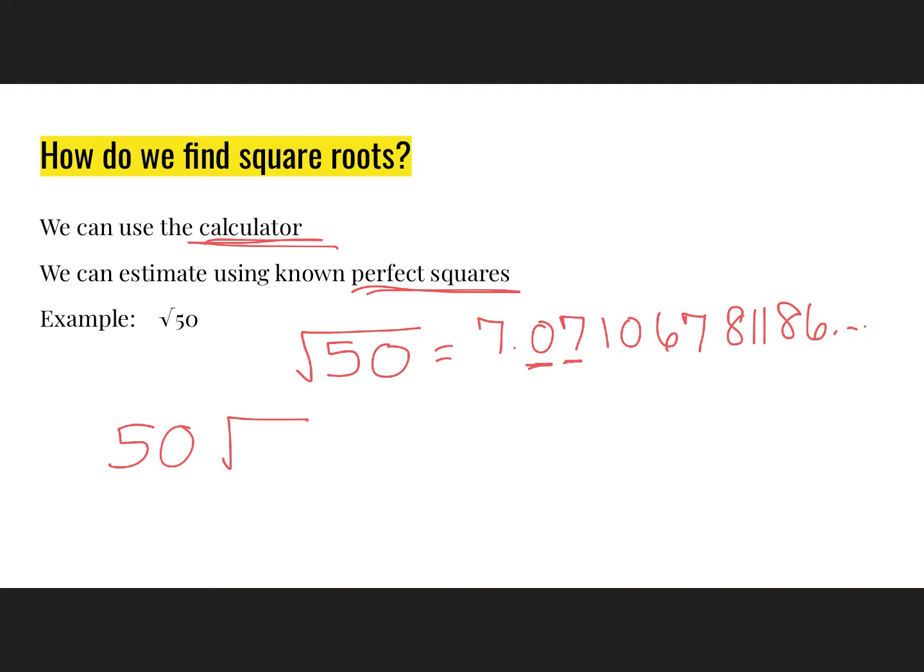So the square root of 50 would either be 7.1, because when we round to this place, we look at the one next to it, and we say, okay, we're closer to 7.1 than to 7.0. Or if you're rounding to the hundredths place, it'll be 7.07. So you have to pay attention to what they tell you to round to.